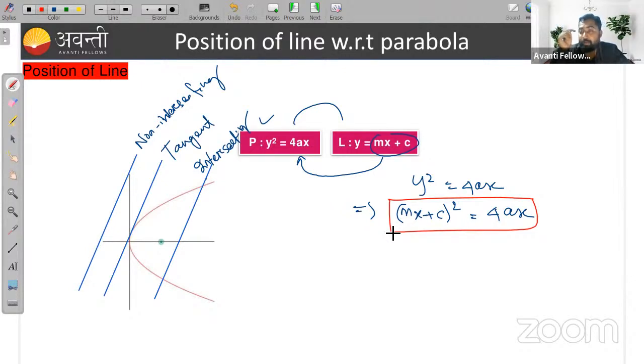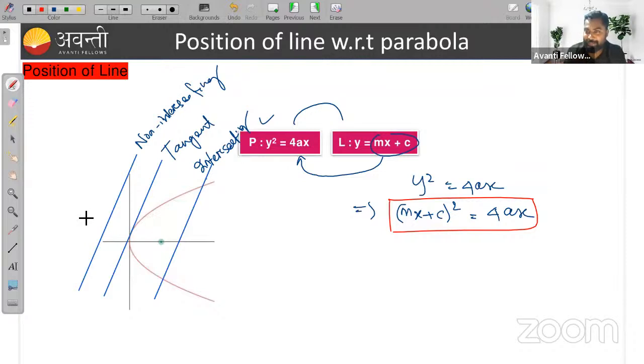Okay, when d is equal to 0, then we know we have only one root, or we can say repeated roots, or it touches the parabola. In this case we can say the line is touching the parabola. And the third case is if d becomes less than 0. In quadratic equations we know we get imaginary roots, right?